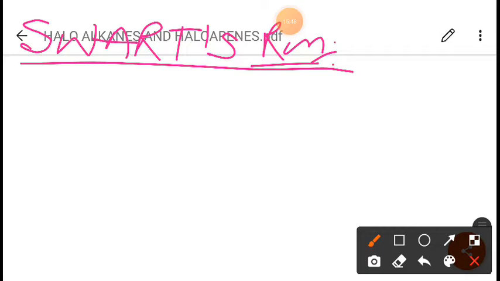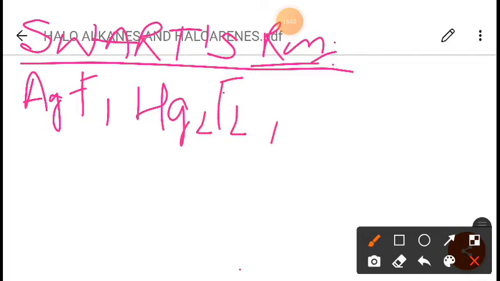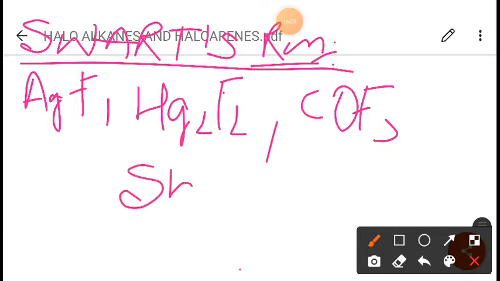Such as AgF, or Hg2F2, or CoF3, or SbF3. Always remember that this Swarts reaction is the best way to prepare alkyl fluoride. What we are doing here is heating alkyl chloride and alkyl bromide in the presence of AgF or Hg2F2 or CoF3 or SbF3. Okay, so this is called the Swarts reaction.